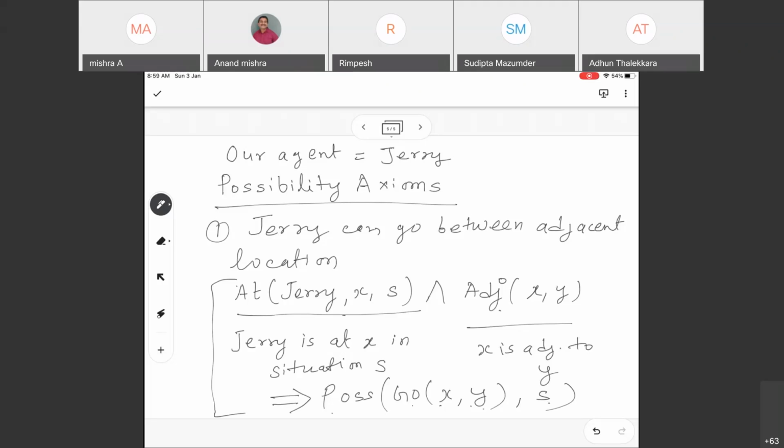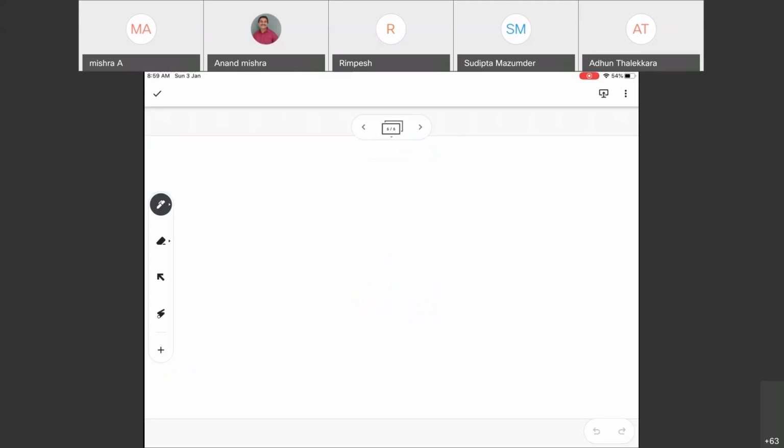Okay, let's take another example. This is also interesting, where it is saying that Jerry can grab some cheese in the current location. What is it saying? That Jerry can grab some cheese in the current location.